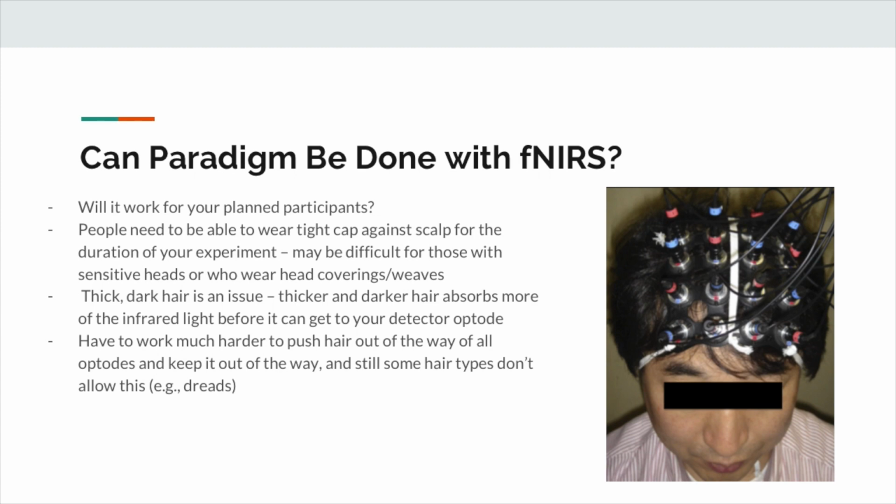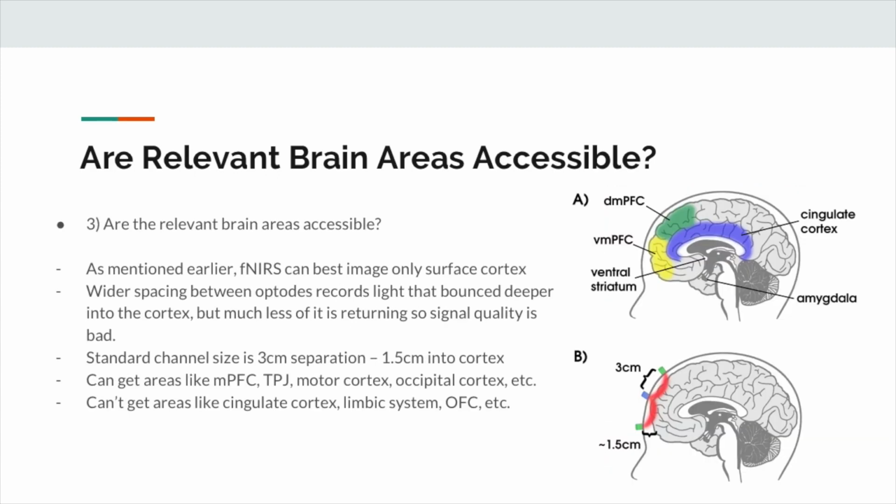Okay, so say that's all fine. I know what I want to do. I know I can do it in fNIRS. Now, are the relevant brain areas that you care about going to be accessible with fNIRS? Again, I think the biggest drawback of using fNIRS is the fact that it cannot measure deep brain structures, whereas fMRI and EEG can. So you want to ask yourself, are the relevant brain areas accessible with fNIRS?